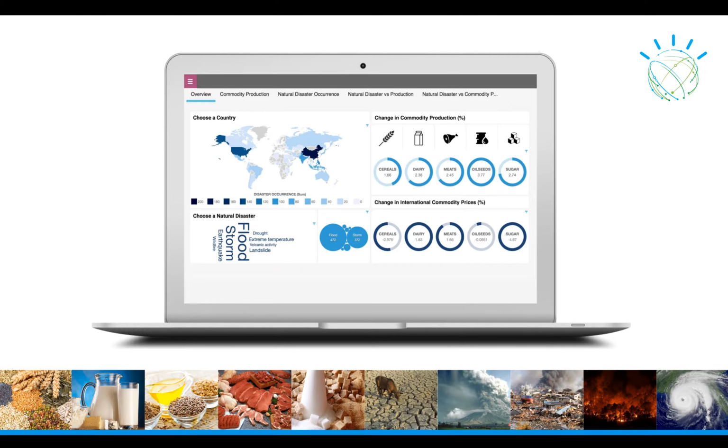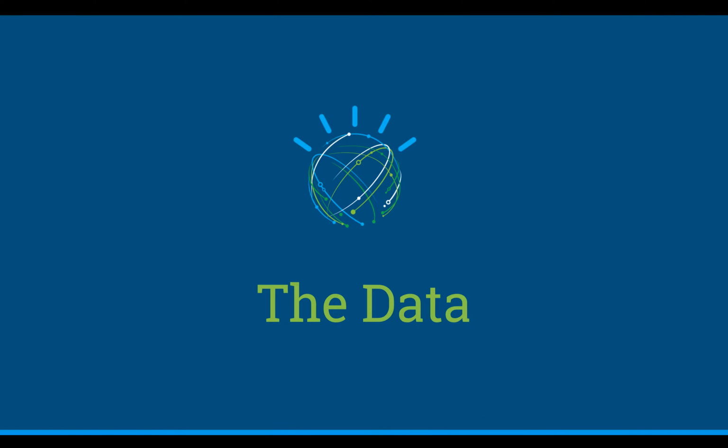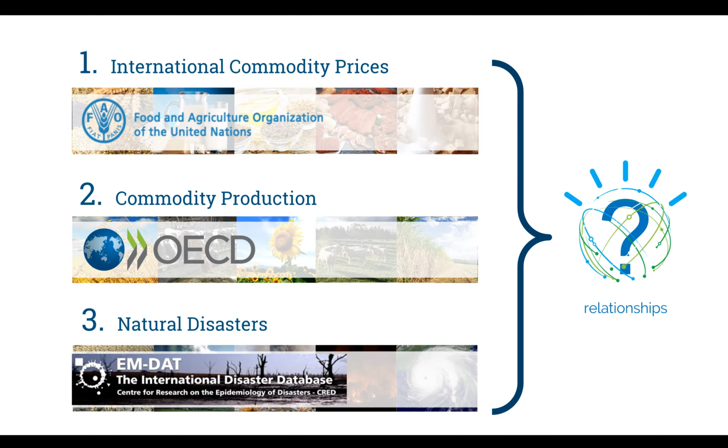Our project created a unique dashboard tool for the exploration of the historical impact of natural disasters on commodity production and international commodity prices. The fundamental question of our project is, does there exist a relationship between international commodity prices, commodity production, and natural disasters? Datasets made available by the FAO, the OECD, and the CRED were combined to form the foundation of our tool.